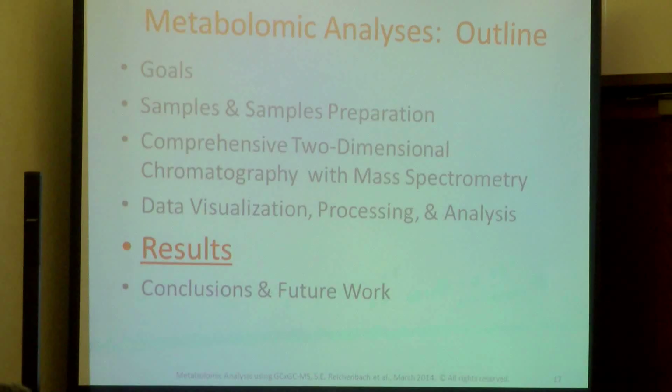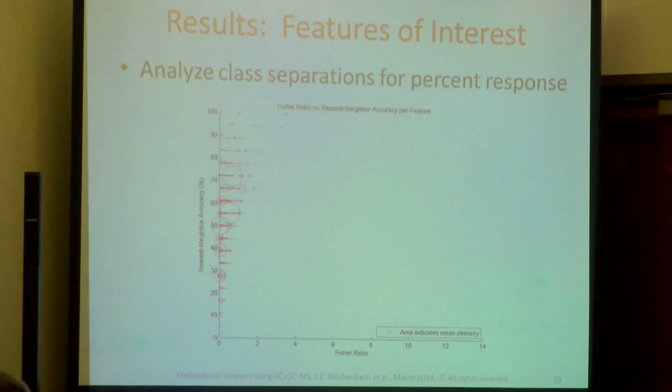So these are just some preliminary results from this work. This is kind of washed out, and so it's a little hard to see that there are actually some spots over here. But the way that this works is that this is the Fisher ratio. So the better separation that a peak has in terms of difference between classes, it's further out on this scale.